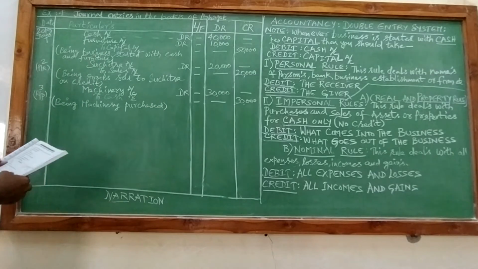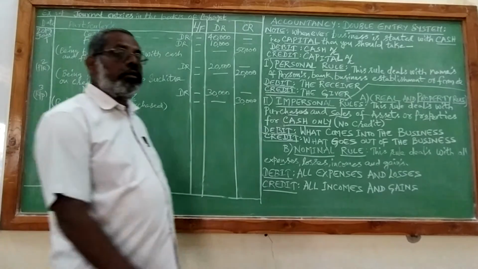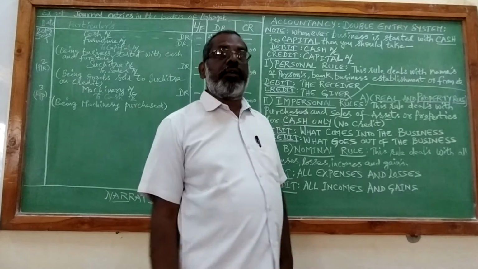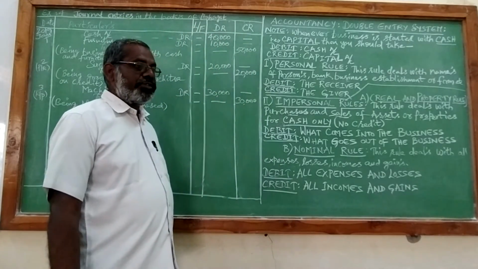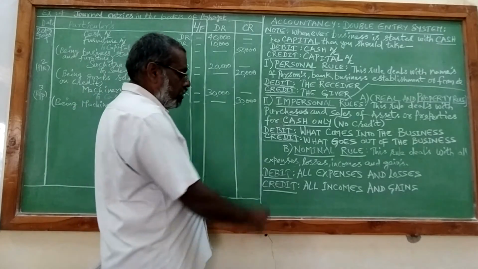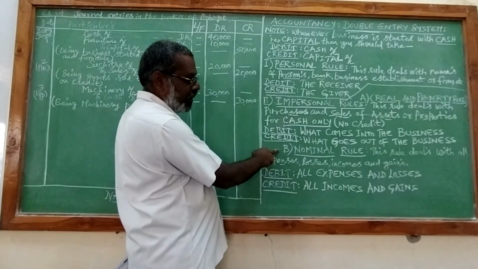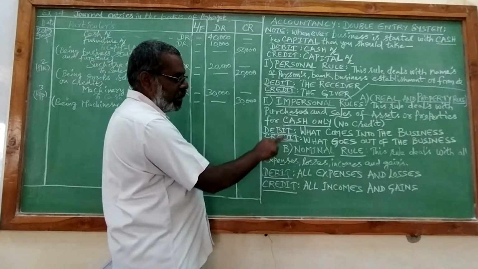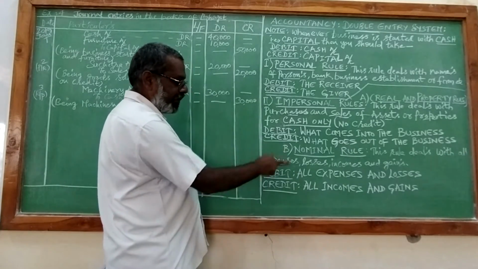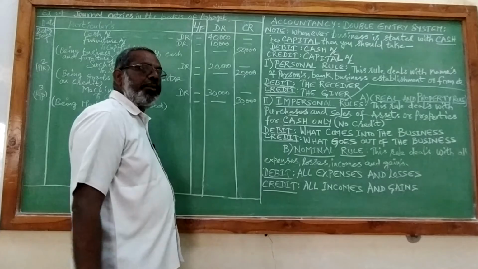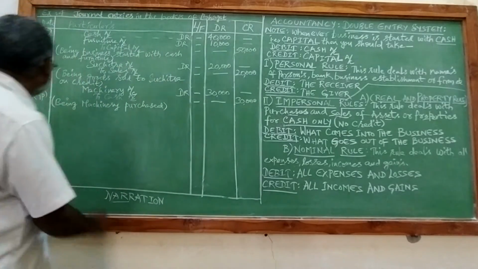The next journal transaction is on January 5th, paid rent. You are paying the rent of the business premises, so it is the nominal rule, because the nominal rule deals with all expenses and losses, incomes and gains of the business only. Here we should debit all expenses and losses. Rent paid is an expense, so we will debit rent account.